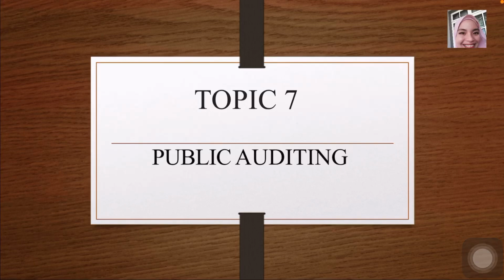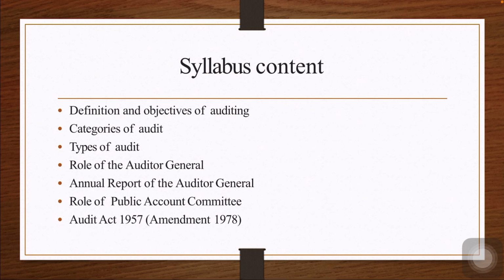So last week kita dah siap masuk chapter public accounting. So for today's kita akan masuk public auditing lah. So the syllabus content for this chapter, first of all you need to define what does it mean by auditing, and then kita akan tengok what are the objective of auditing. Moving on kita akan tengok what are the categories of audit.